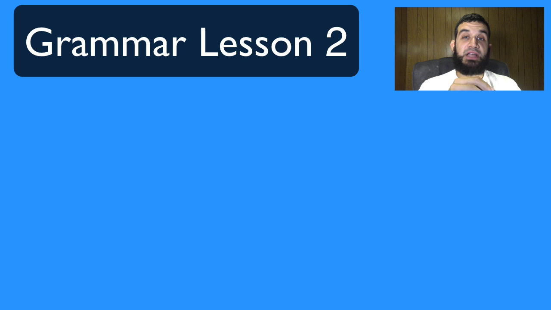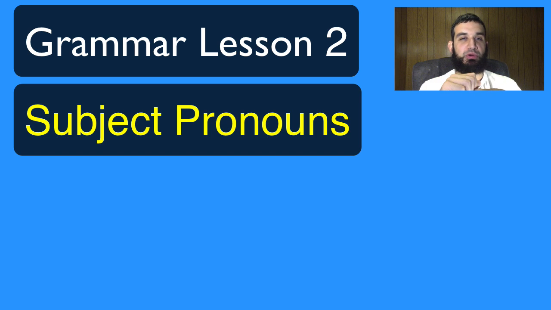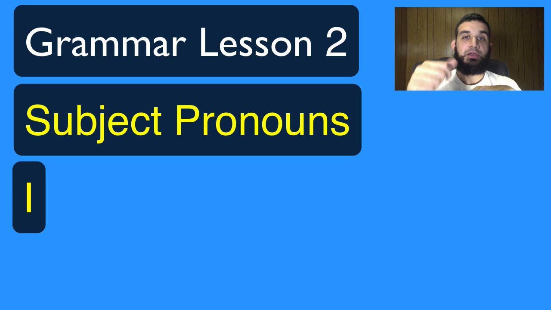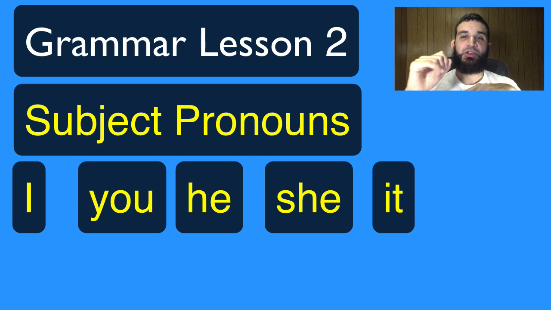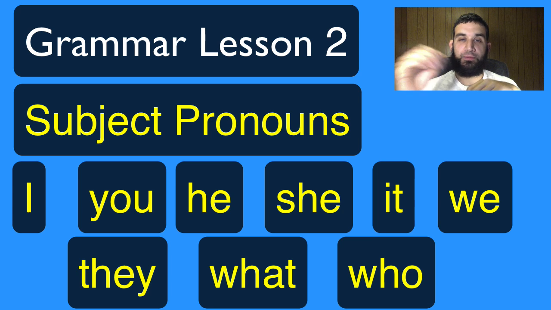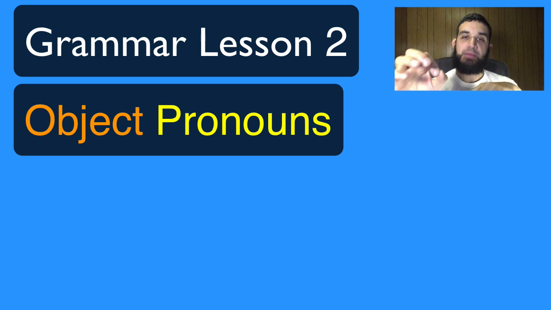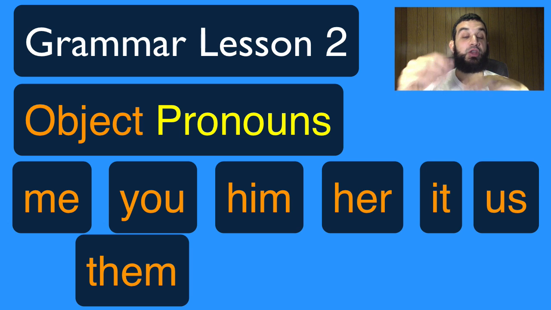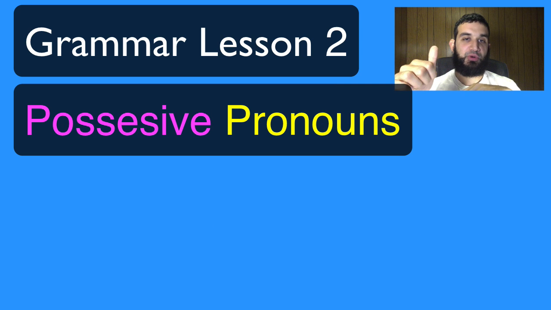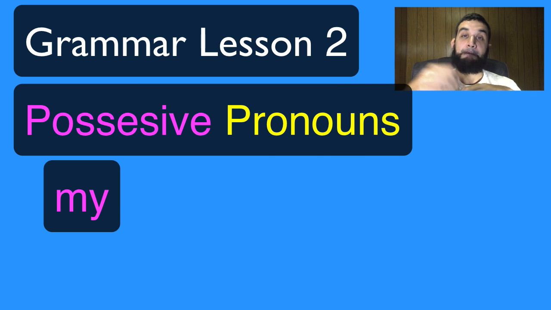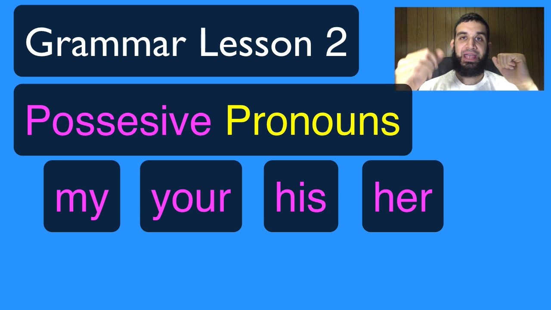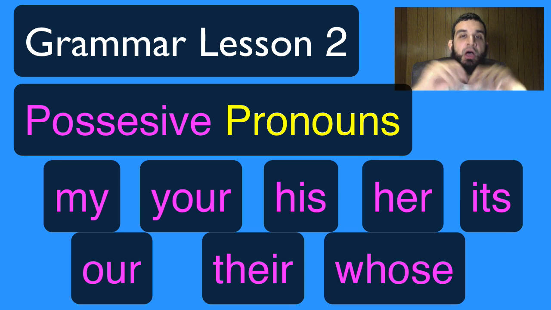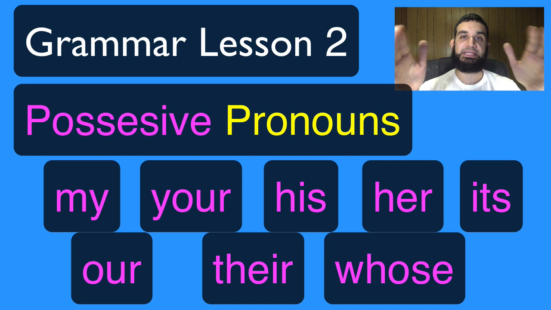There are a lot of different kinds of pronouns, and for learning how to build sentences, we're going to make sure we know about 4 kinds of pronouns. First is subject pronouns. The subject pronouns are I, you, he, she, it, we, they, what, and who. Second is object pronouns. The object pronouns are me, you, him, her, it, us, them, and whom. Third is possessive pronouns. The possessive pronouns are my, your, his, her, its, our, their, whose. All of these pronouns work in sentences just like nouns do.